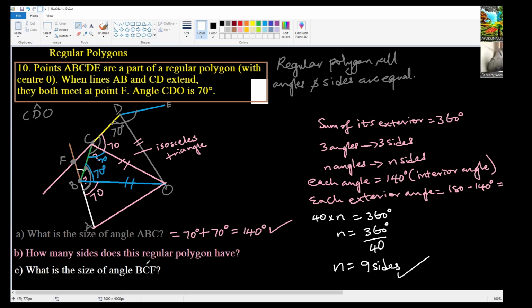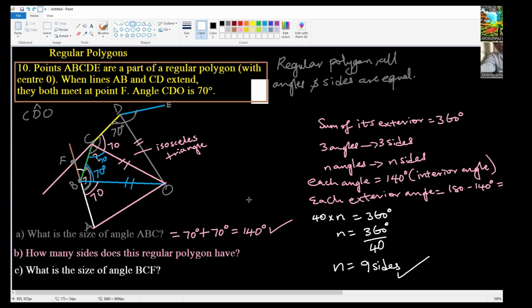So I just noticed I was saying something. Wait, which alphabet are we considering in BCF? Look at this one, CDO. We're considering the middle alphabet. Here, which alphabet are we considering? C. C, that's correct. So check the question, check the structure, the diagram.